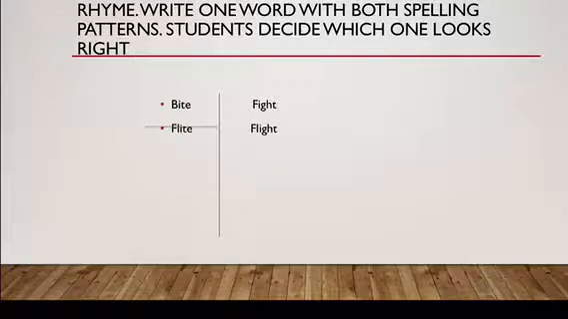So for example, you have ite and ight. One spelling pattern is I-T-E, the other is I-G-H-T. One word that follows the spelling pattern correctly is bite. The other one is fight. If you ask students to write the word flight, have them write each one, F-L-I-T-E or F-L-I-G-H-T. Students then decide which one looks right and cross out the one that's wrong. F-L-I-G-H-T is the correct way of spelling.